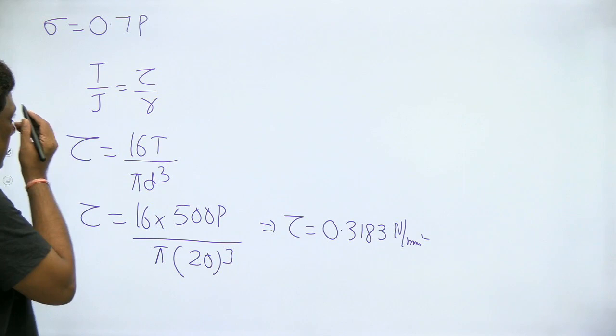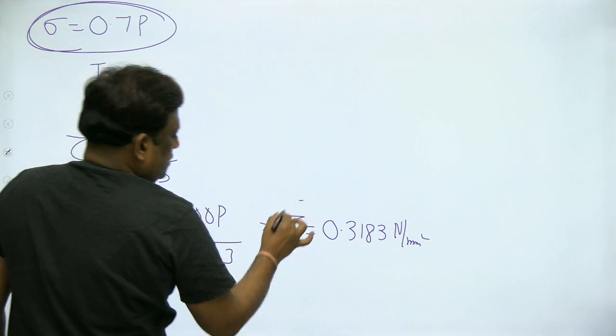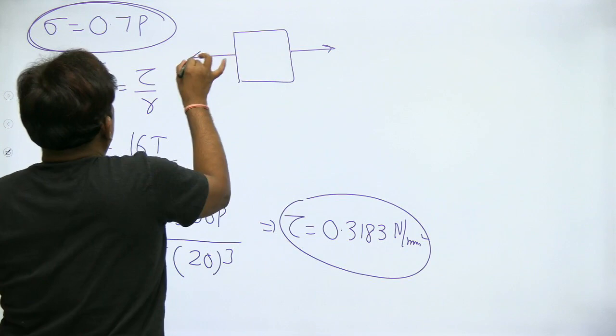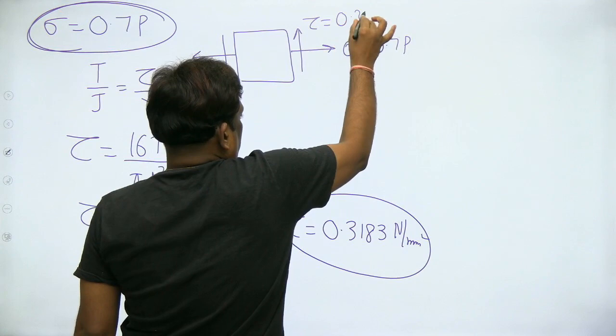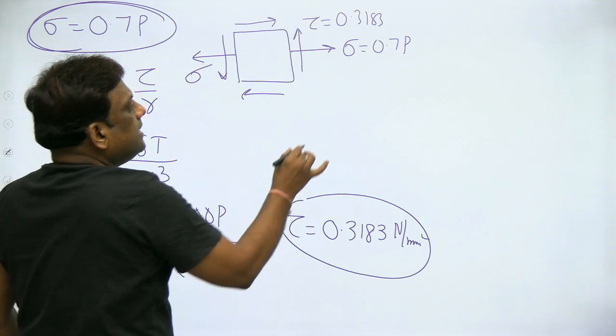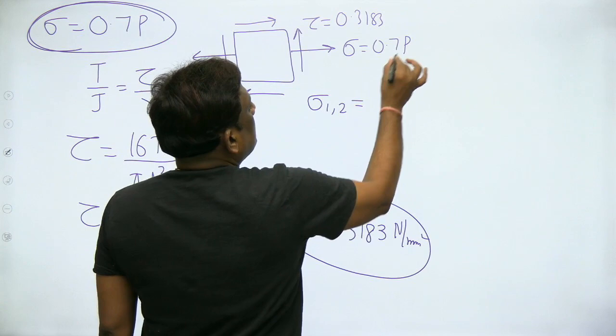There is a normal stress of 0.7 P, and there is a shear stress of 0.3183 P anti-clockwise. It is the case of combined loading. Let's calculate sigma 1 comma sigma 2. This is nothing but sigma x, and there is no sigma y.